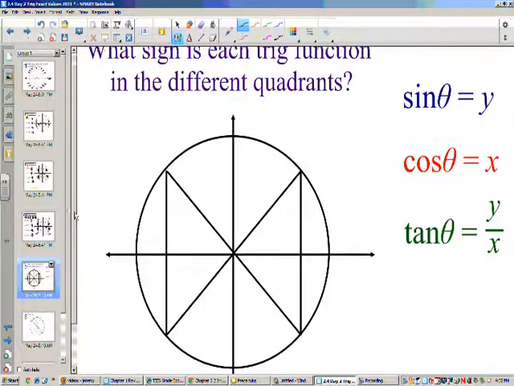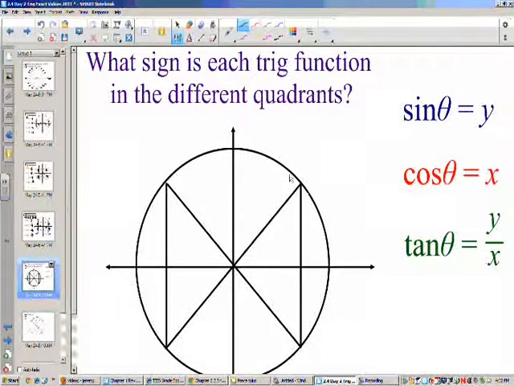So let's see which signs each trig function takes. Well, just generally, we know that this is going to be a positive number. The radius is always going to be a positive number, or our hypotenuse. This is going to be positive. This is going to be negative because it goes down. This is going to go negative because it goes to the left. This is going up, so it's positive. This one's going down, so it's negative.